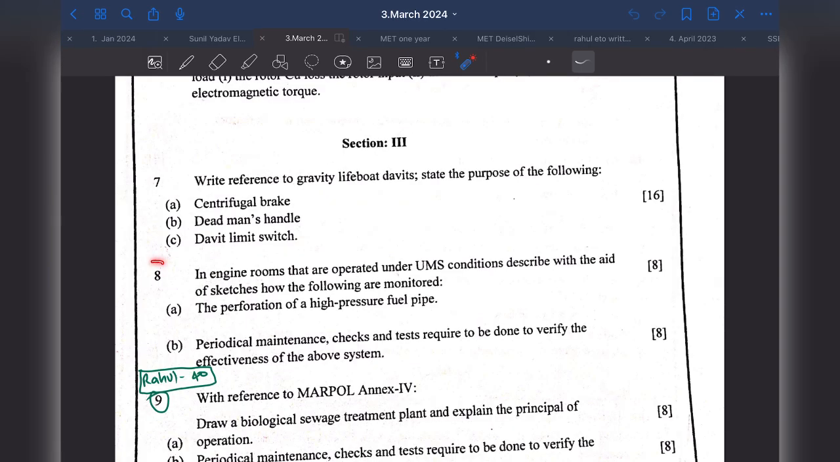Let's move on to the next question, question number 8. In engine rooms that are operated under UMS conditions, describe with the aid of sketches how the following are monitored: the perforation of high pressure fuel pipes, and the periodical maintenance checks and tests required to be done to verify the effectiveness of the system. This question, actually, I searched a lot of places but I did not get the answer. I searched in ChatGPT and I got some answers, but they are all generic.